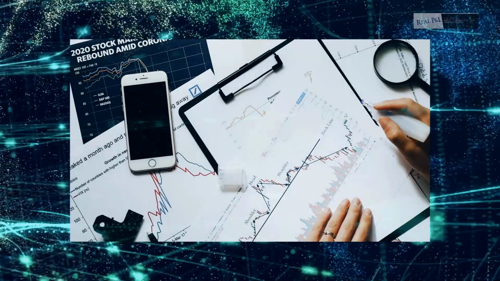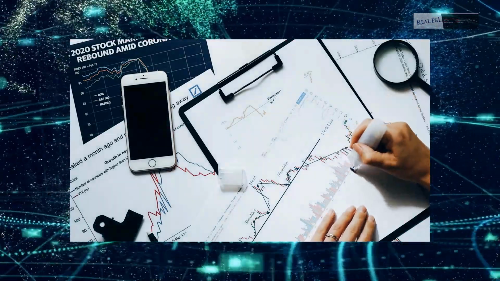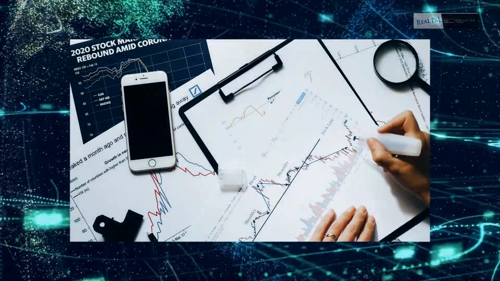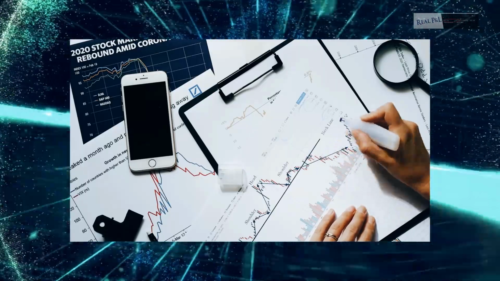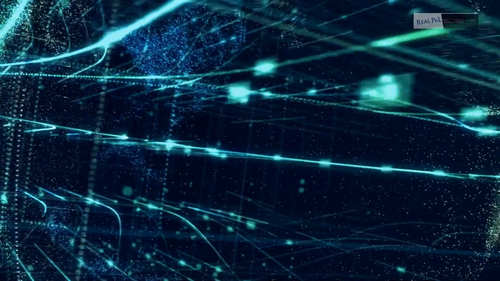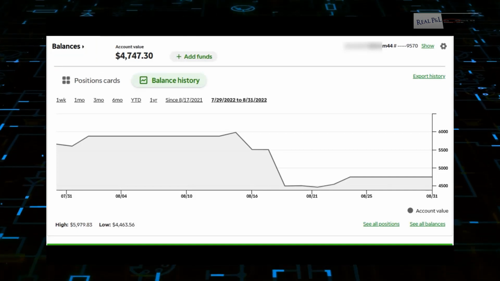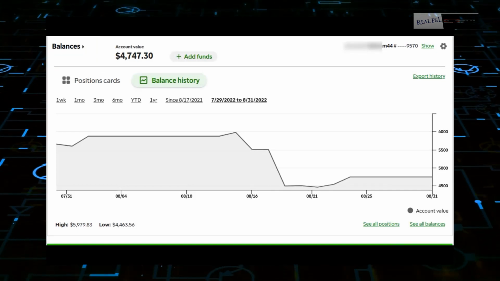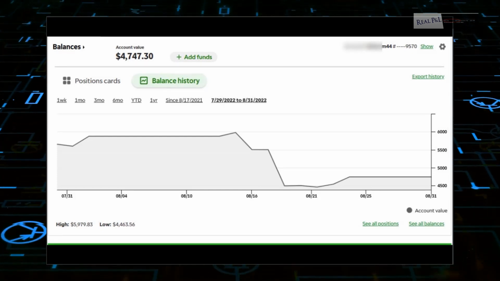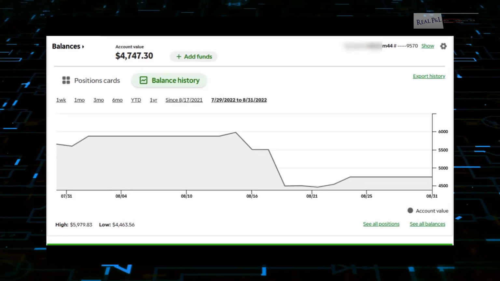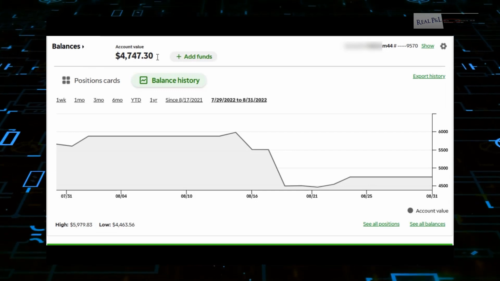Now, this month we traded WIN, W-I-N-N, NVIDIA, NVDA, and Baidu. So let's get into the account. Okay, looking at the earnings edge for the month of August 2022, we started the month at $5,657. So you can see we're lower than that, so we did go down in value.